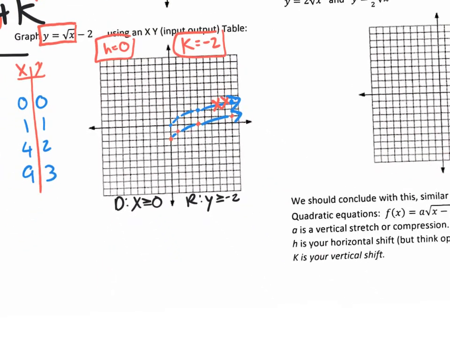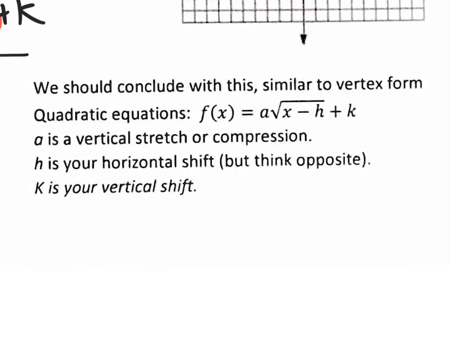So I hope we could conclude this. We should conclude that, similar to vertex form parabolas, quadratic equations, here's the function notation of a square root. The A value will tell you if it opens up or down. It tells you if it's vertically stretched or compressed. The H value is always going to be in parentheses, just like on parabolas, but in this case inside the square root instead of parentheses. You always think opposite of what you see here. The K value is always the number that's being added or subtracted at the very end. You take that for what it is. And we should know that H is the left and right shift. The K is the up and down shift.